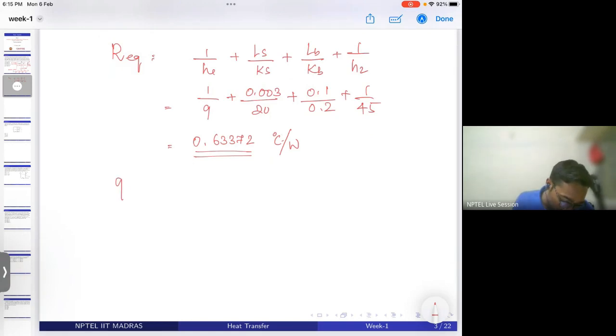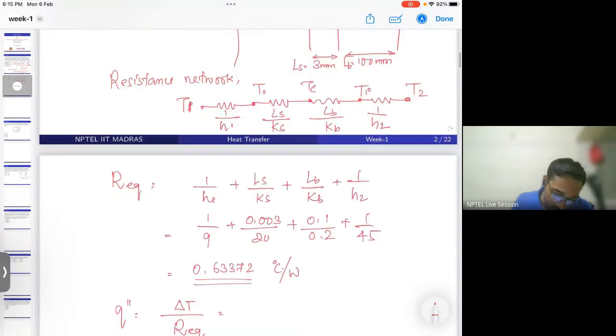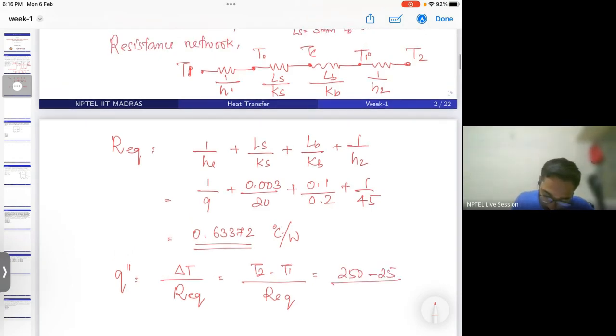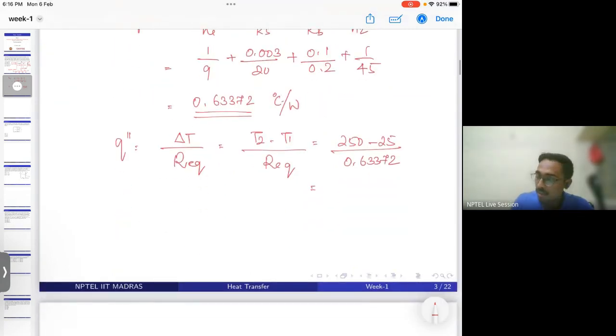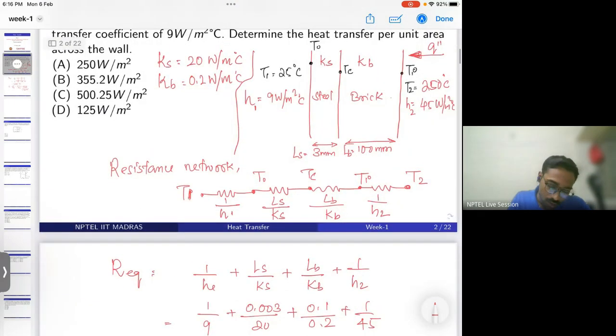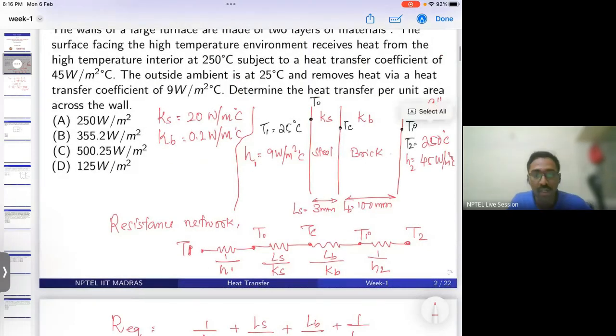So what is Q, heat flux? Heat flux is equal to delta T divided by R equivalent. So what is delta T? T2 minus T1 divided by R equivalent. That is 250 minus 25 divided by 0.63372. So this will get us 355.18 watts per meter square. This is the heat transfer per unit area across the wall.